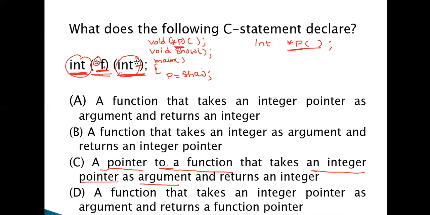P is simply a pointer to the function. That is, p stores the address of the function show. Here I am not writing any brackets. Observe, show is a function, but I am not writing any brackets. p is equal to show means this one. So how to call the function show? We are calling the function show like this. You got it? This statement specifies calling the function show.